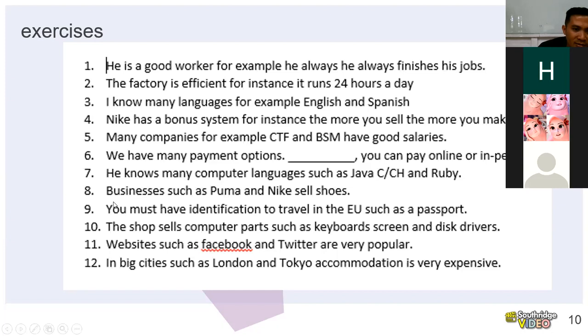Yeah, who can do number 8? Businesses such as Puma and Nike sell shoes. Let me, sir. Yeah, okay. Business, comma, such as Puma and Nike sell shoes. Yes or no? Try again. Does a sentence need comma or not? Kalimat ini membutuhkan koma atau tidak? No, sir. Tidak membutuhkan koma.